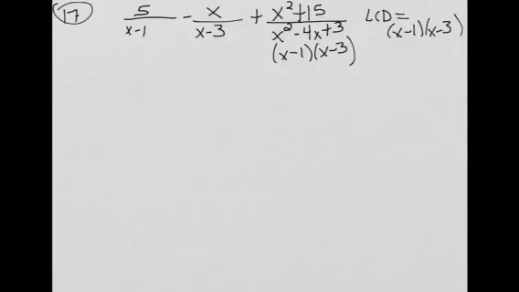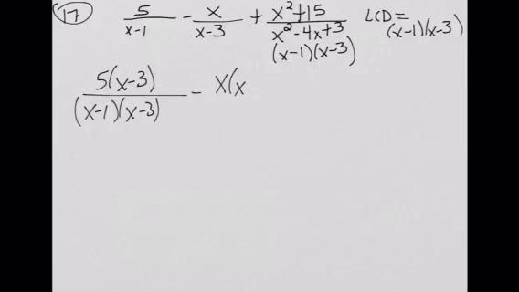So if we look at the first one here, it's missing the x minus 3 factor, so that's the one we're going to multiply it by on the top and the bottom. Okay. The second one's missing the x minus 1, so that's the one it gets multiplied by on top and bottom.